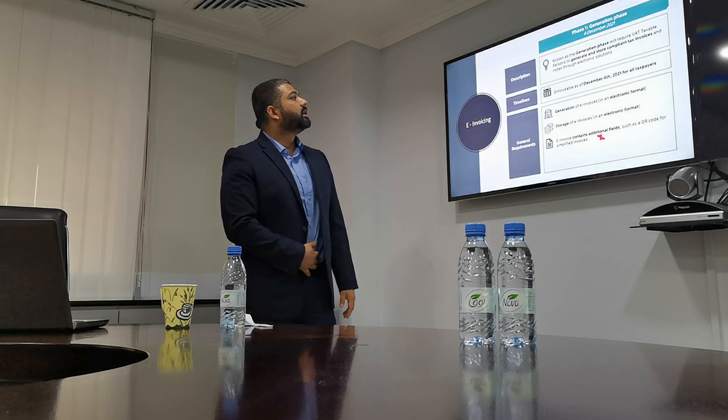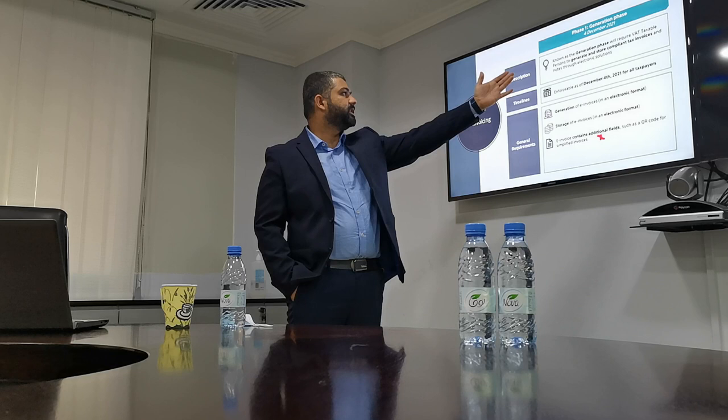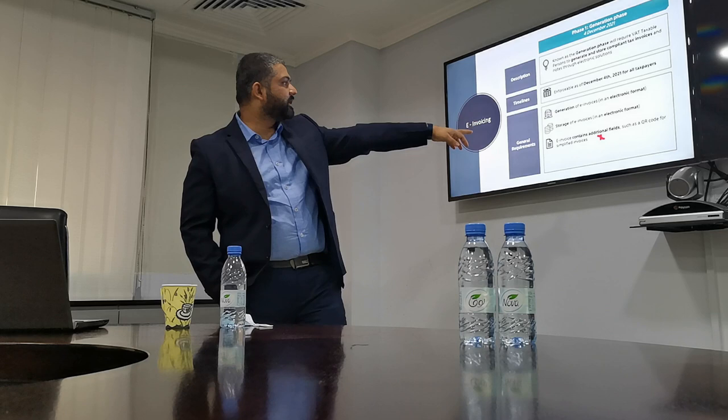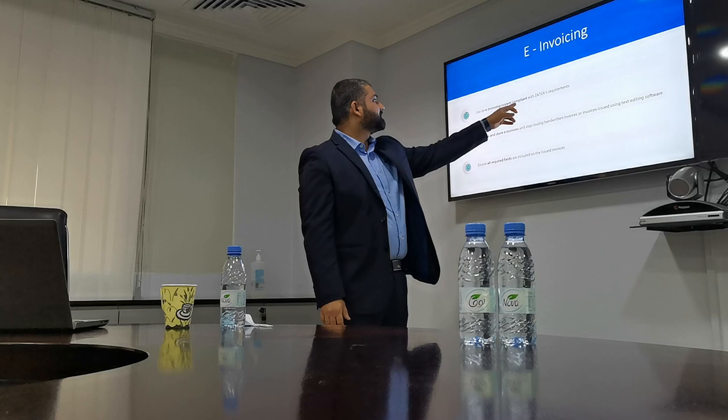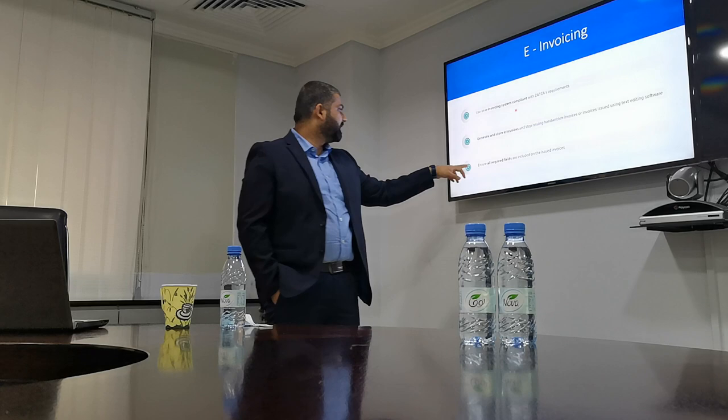Phase one is generation and storage. For December, generation, storage, and additional fields such as a QR code for the simplified invoice. Simplified invoice, as I mentioned, is the Panda or Bakala invoice or the hotel invoice, that is simple. They should have a barcode and they normally have. Use an invoice system compliant with JATCA requirements, generate and store, and ensure all the required fields are included on the issued invoice.